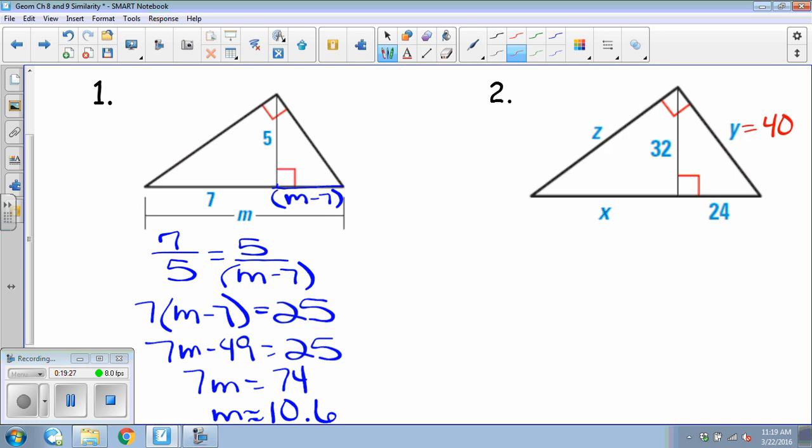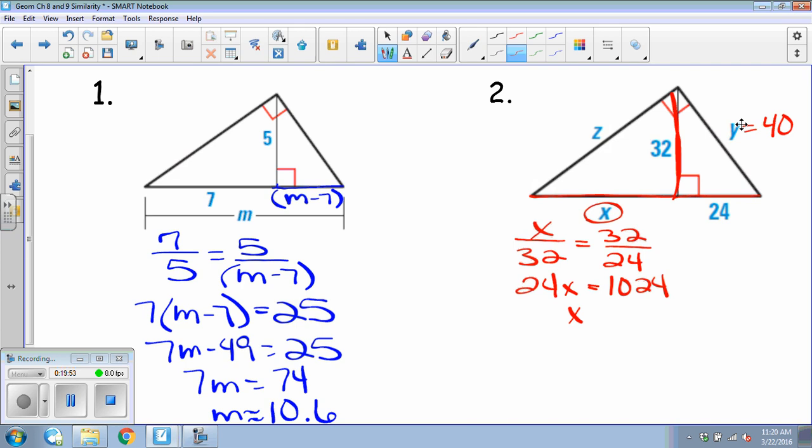I can figure out x. I'll do x first, because what pattern would I use to do x? The middle, because x over 32 equals 32 over 24. So you cross multiply, you get 24x equals 1024, divide by 24, and you get x equals 42.7. Right?